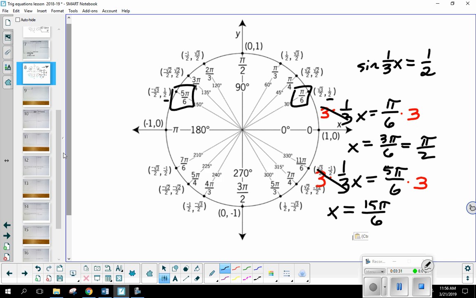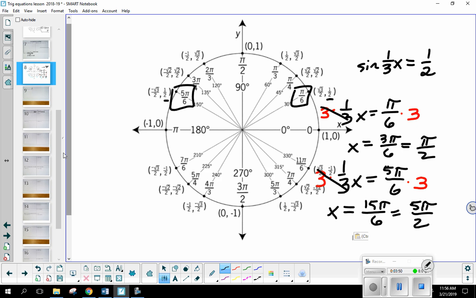Not until you simplify. That's correct. So if you're just multiplying by a whole number, yes, it's like you're multiplying it by 1. That's exactly right. And what is 15/6 going to become? 5 pi over 2. So here are my two possible answers, right?